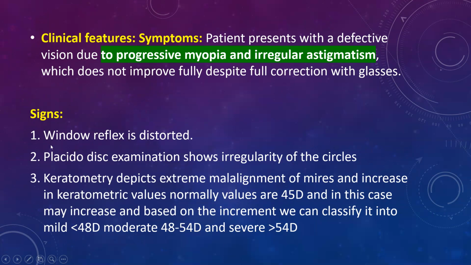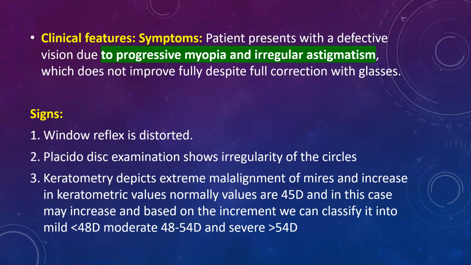And coming to signs, the window reflex is distorted. Placido disc examination shows irregularity of the circles. If you take keratometry, you tend to see malalignment of the mires and an increase in the keratometric values. The normal keratometric value is 45 diopters. But in patients suffering with keratoconus, the keratometric values keep increasing. Based on the increment, you classify the disease as mild, moderate, and severe. When do you call a patient mild?